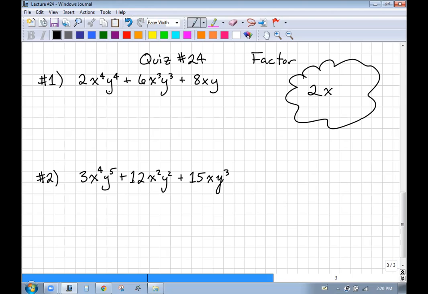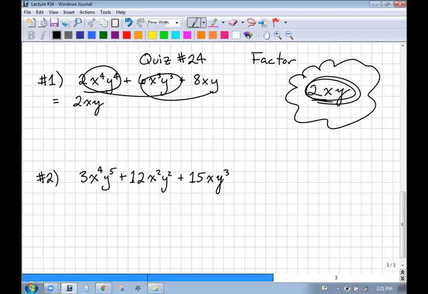Now we look at our y's. This one has 4, this one has 3, but again, this last one only has 1. So the most number of y's we could pull out is 1. So this would be the GCF, greatest common factor, out of all of these. Okay. So we're going to take everything and rewrite everything as a product of 2xy times whatever we need to get each term.